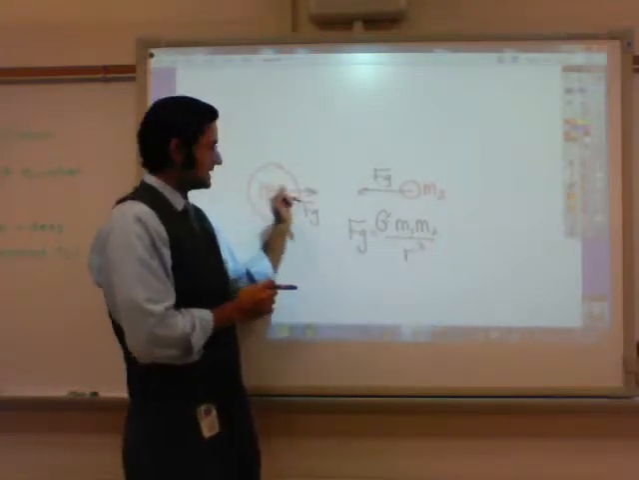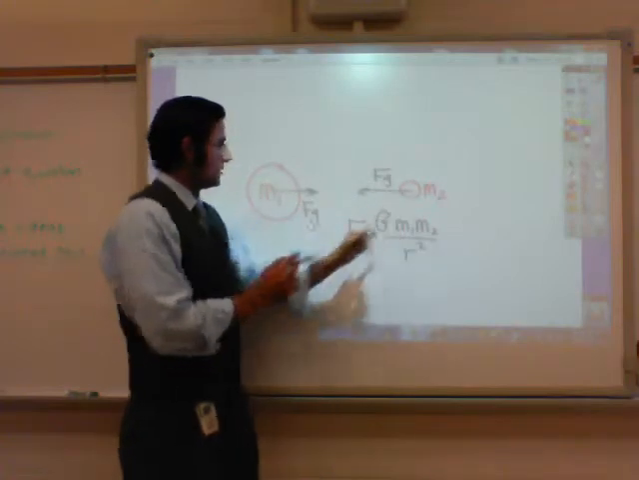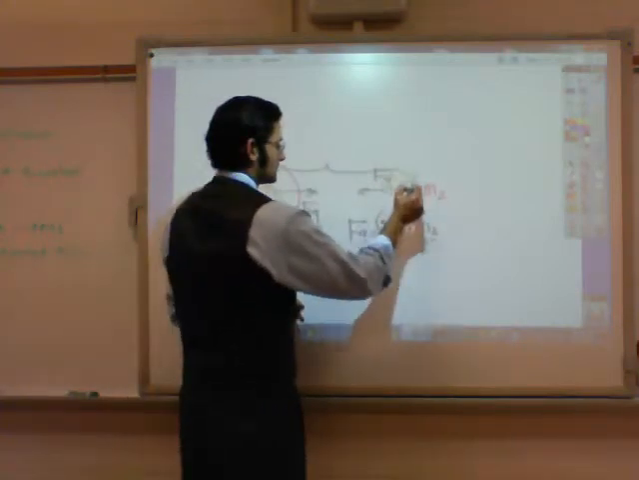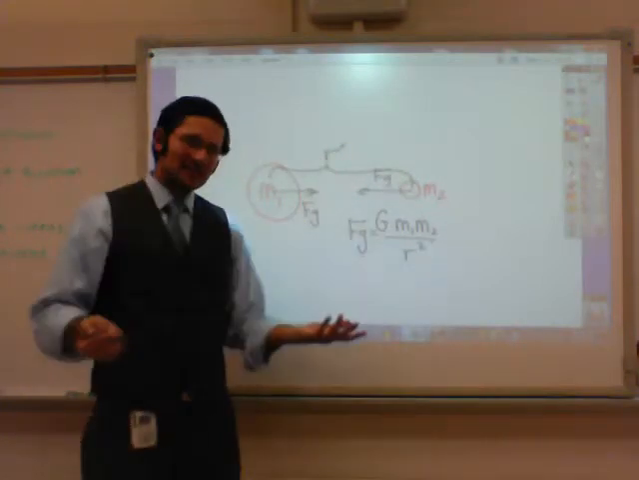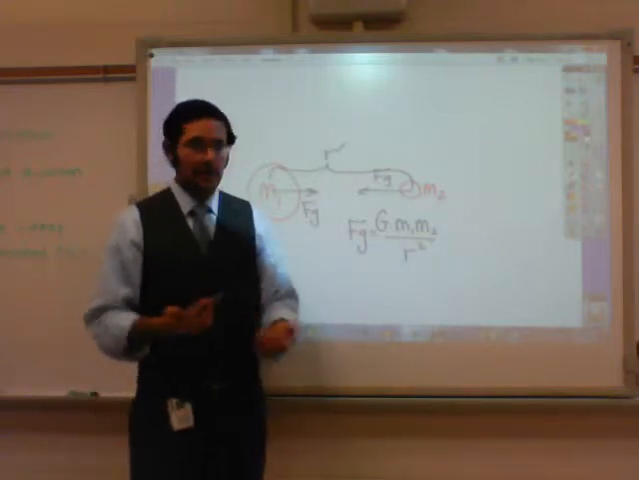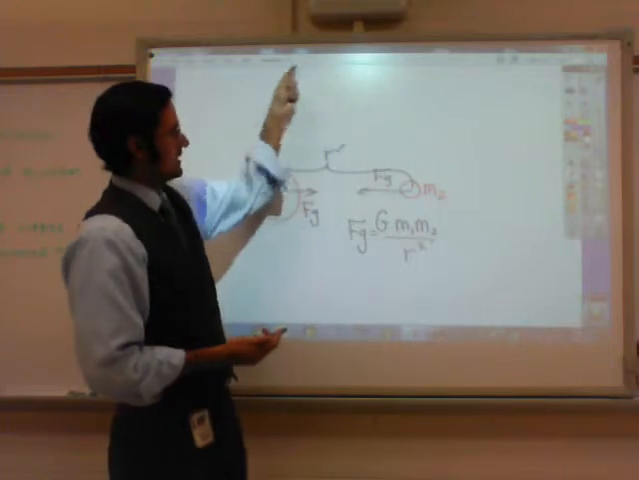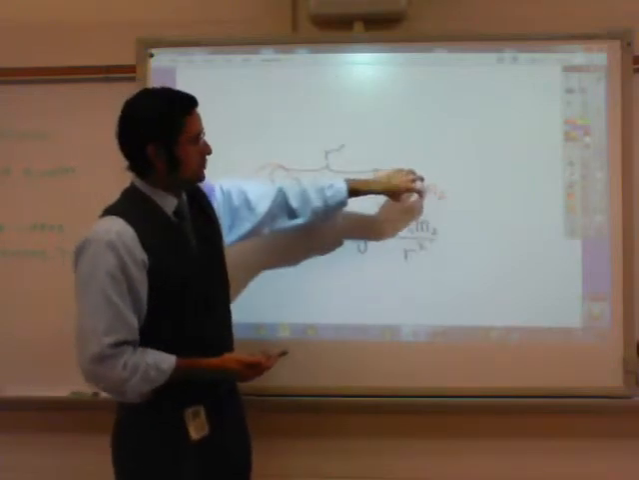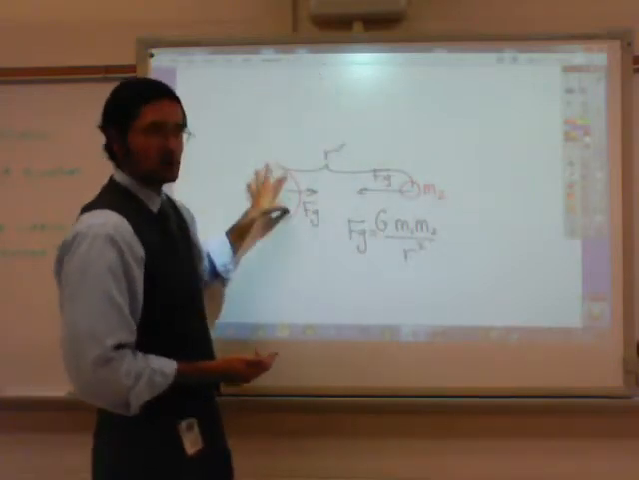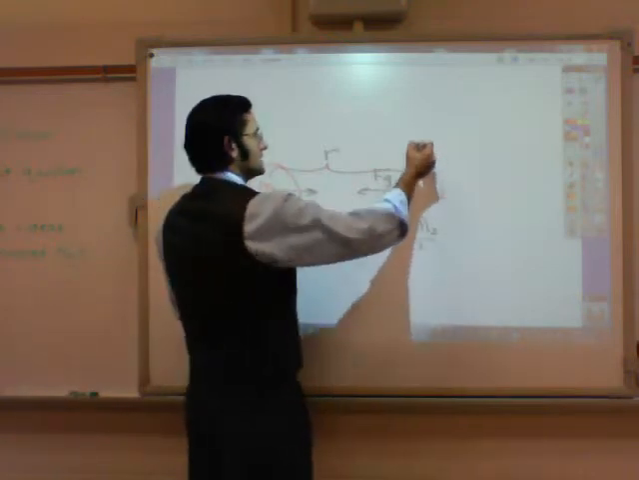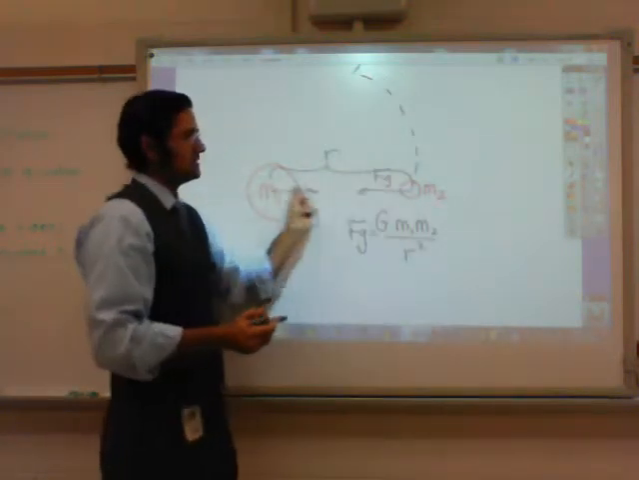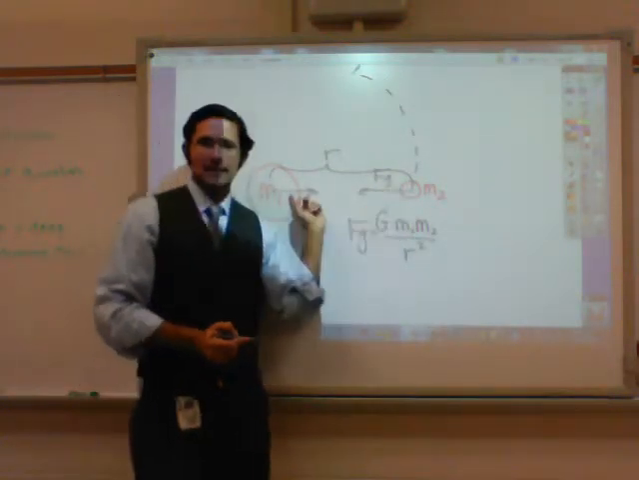Now, why is it that the distance between these two objects is called r? Why not d? Why not x? Why not y? Well, the reason why it's called r is because one object starts to rotate around the other object, like the moon rotates around the Earth. So when it rotates, that distance between the two becomes the radius.